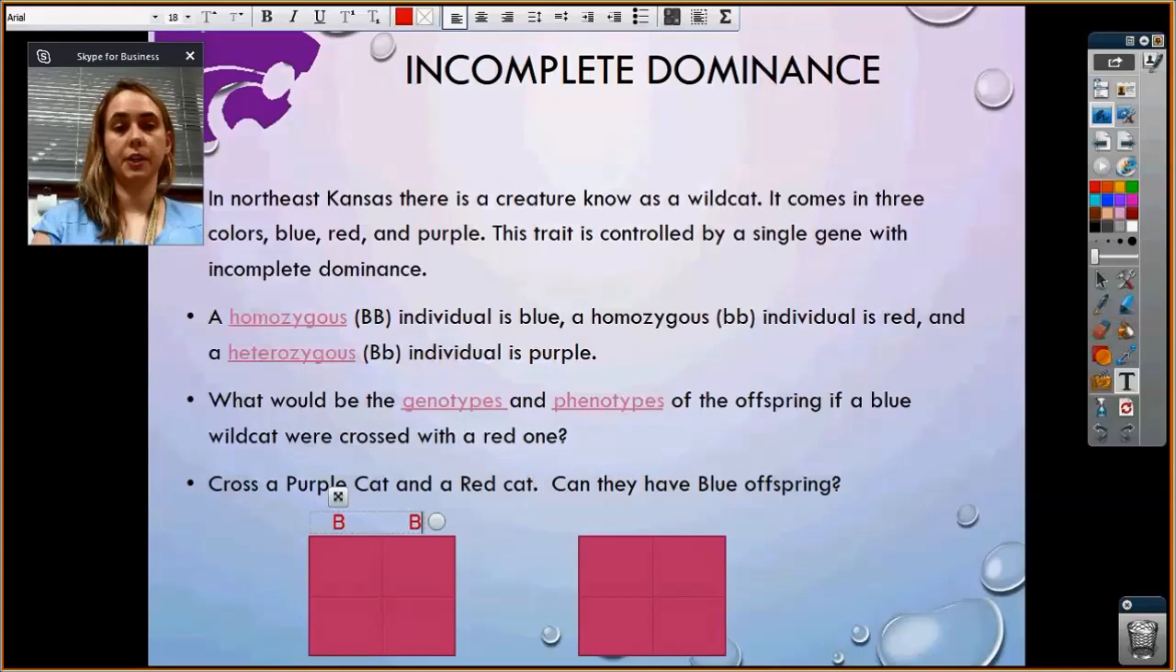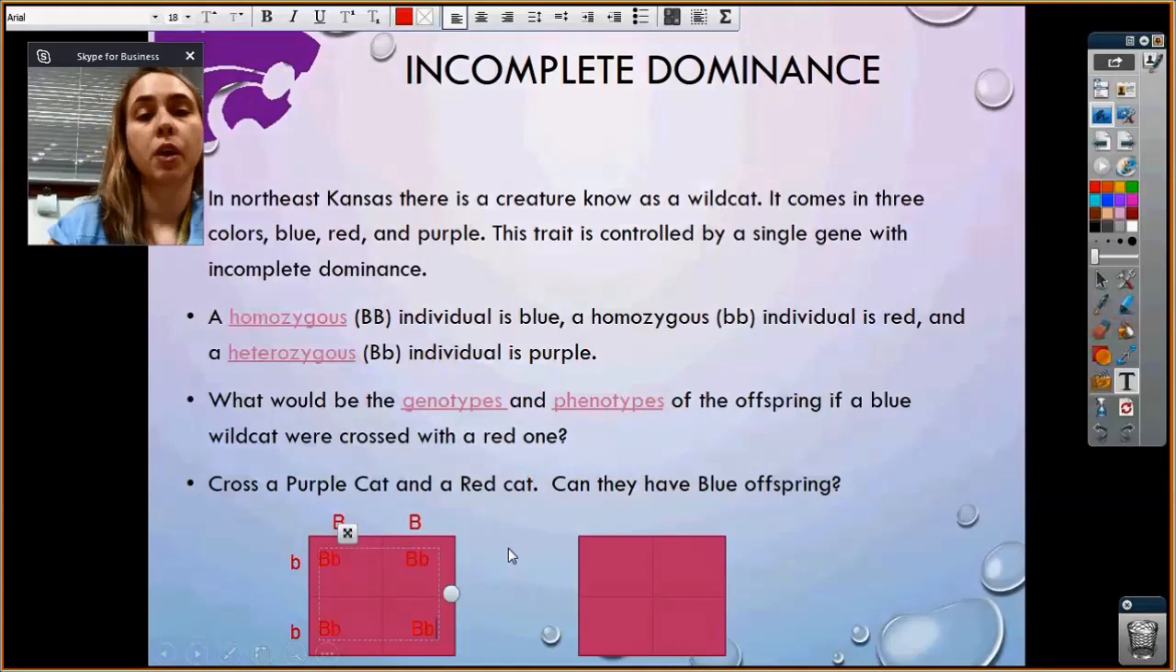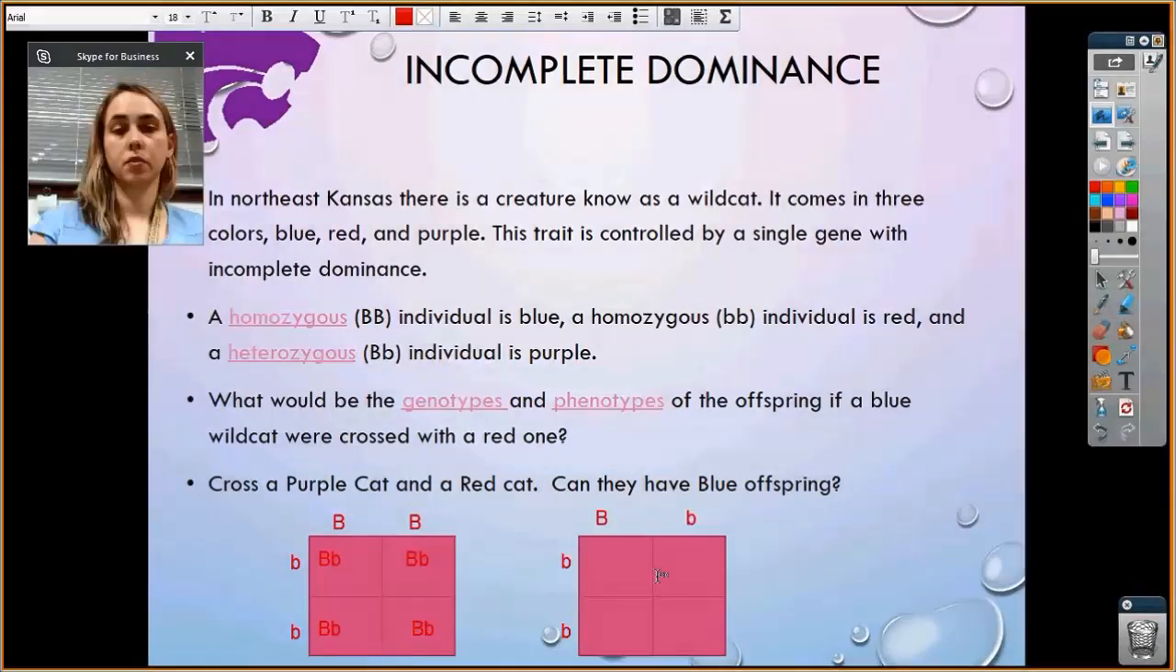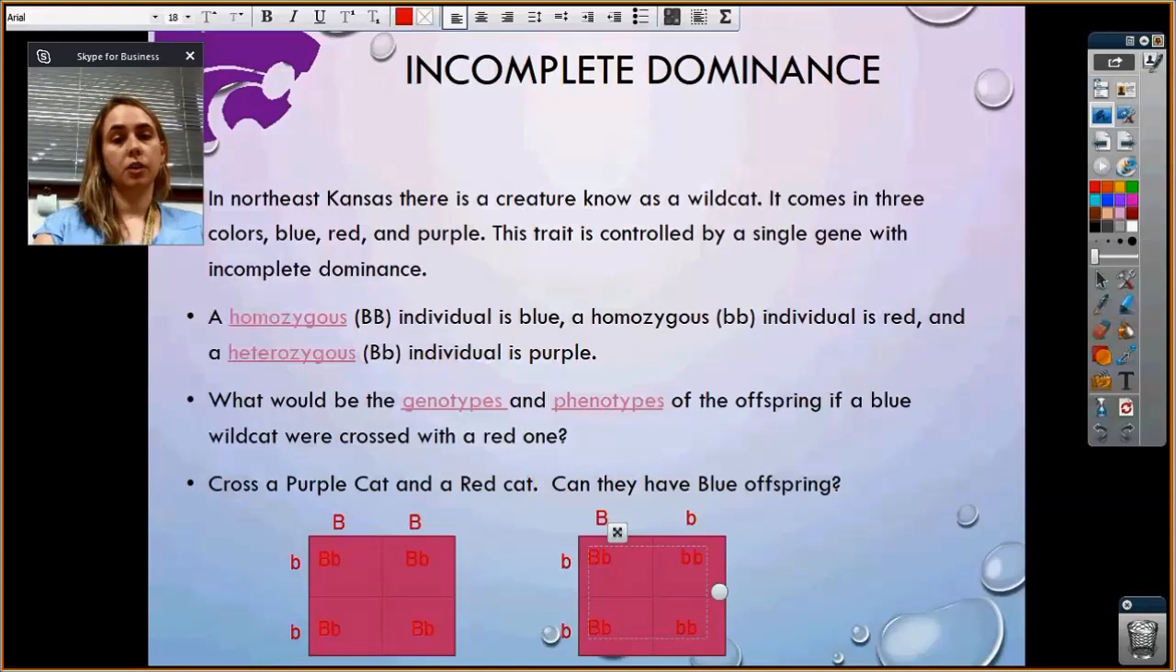First, I'm going to place the blue individual across the top with the big B, and then the red one down the side with a little b. Once you fill it all in, you'll find that all of the individual offspring are heterozygous, meaning 100% of them will be purple. When we cross a purple cat and a red cat, can they have blue offspring? And you find, once you fill all that out, that the answer to that question is no.